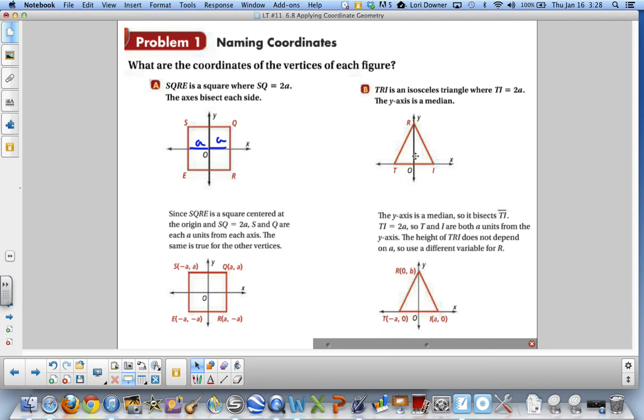Now, as far as R, we do not know the height of R, so I introduce another variable, b. So I neither go left or right, so it's 0, but I go up a distance of b. So I get (0, b).